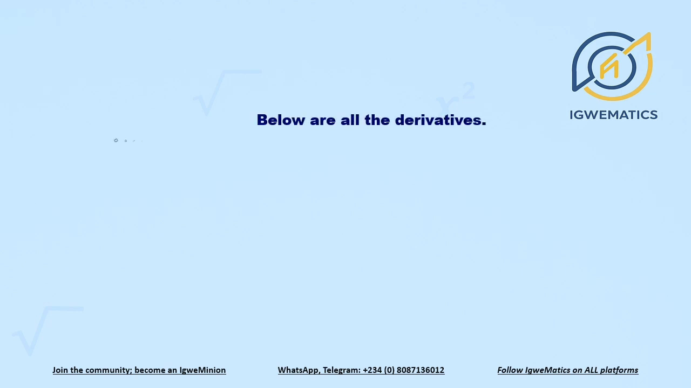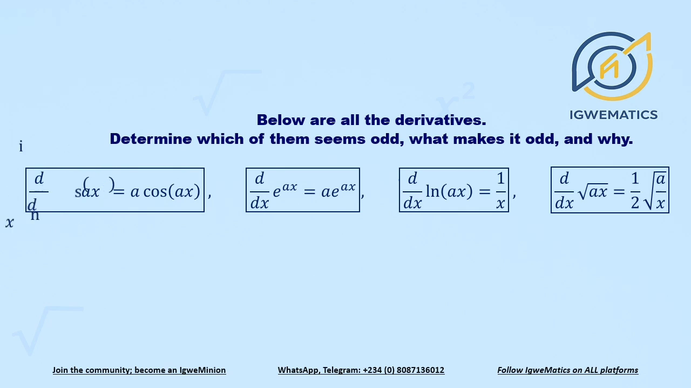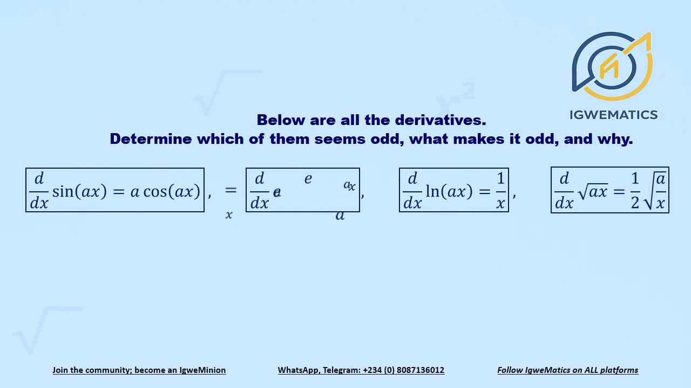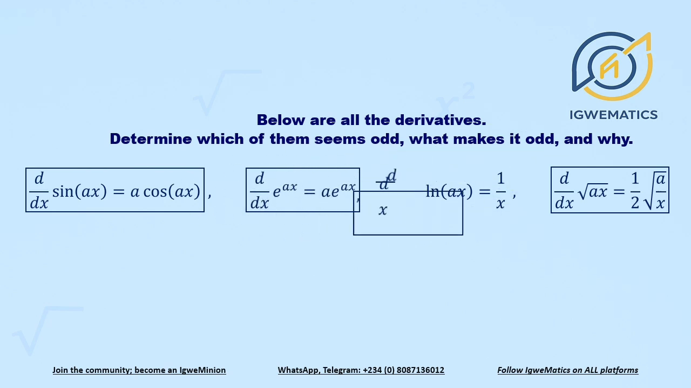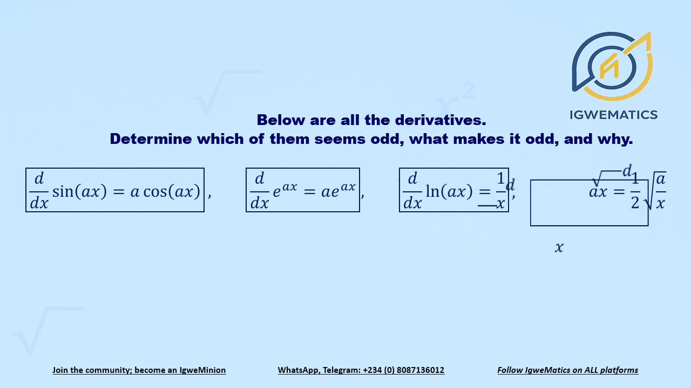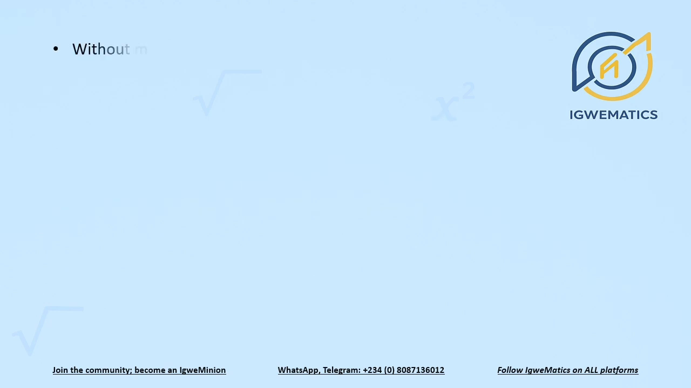Okay, below are the derivatives. We have to determine which of them seems odd, what makes it odd, and why. The first, the derivative of sine ax, is equal to a times cos ax. The second, the derivative of e to the power of ax is equal to a times e to the power of ax. The third, the derivative of natural log of ax is equal to 1 over x. The fourth, the derivative of the square root of ax is equal to half the square root of a divided by x. You should look at the four of them and determine which is odd among the four. Okay, these are the solutions.